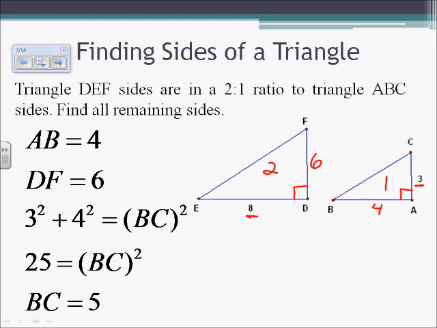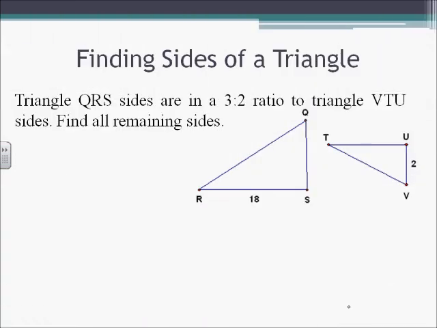So I have 3 squared plus 4 squared, that's AC and AB. That equals BC squared. 25 then equals BC squared. Square root both sides, and BC is equal to 5. And still using the 2-to-1 ratio, for every 1 that's over in triangle ABC, 2 is over on DEF, so therefore we have a side 10 on the left for EF. So final answer for all of our sides: AB is 4, DF 6, BC 5, and EF 10.